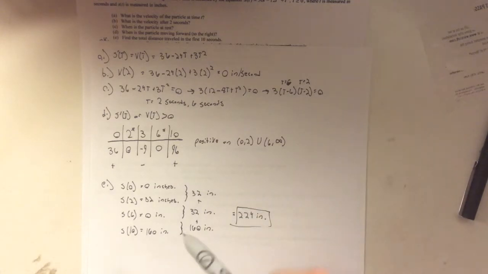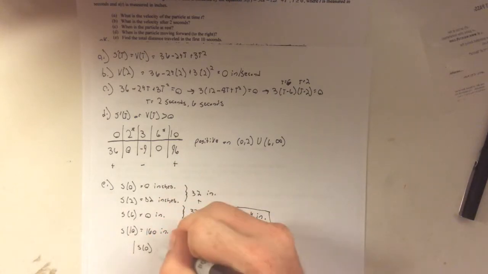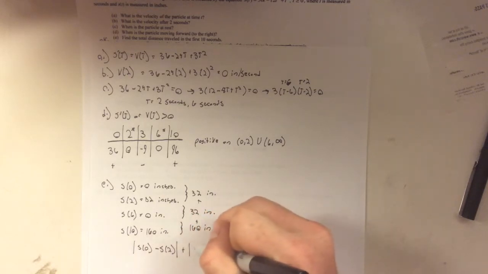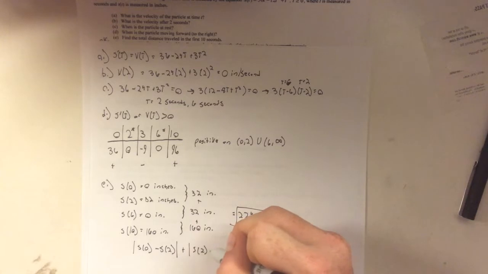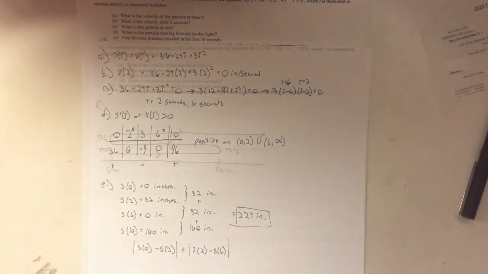Another way people solve this problem is they do absolute value and just do, let's say, the absolute value of S of 0 minus S of 2 plus the absolute value of S of 2 minus S of 6, and so on, and you'll get the same answer. Alright, so once again I set up F for us to save some time, and what F asked us to do was to draw a one-dimensional position diagram showing the path of the particle as it moves on the x-axis.